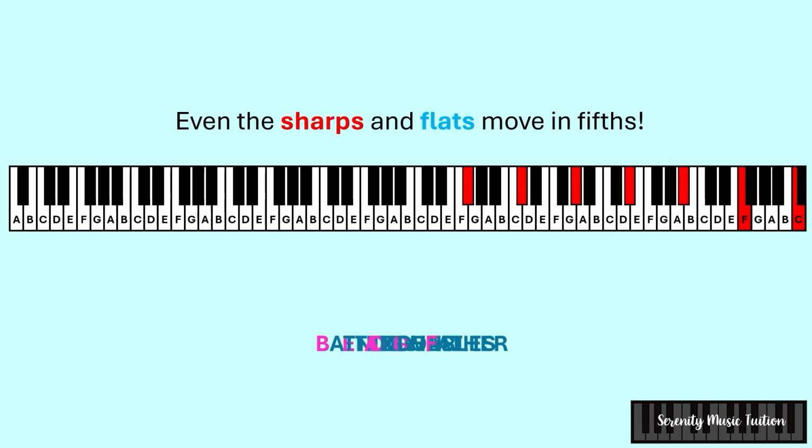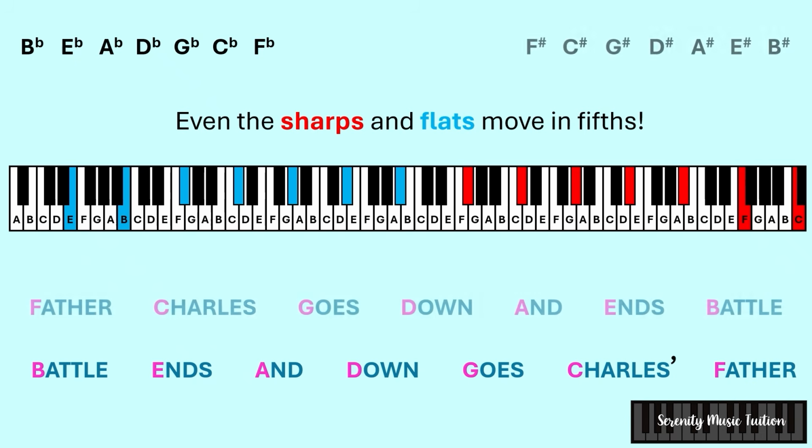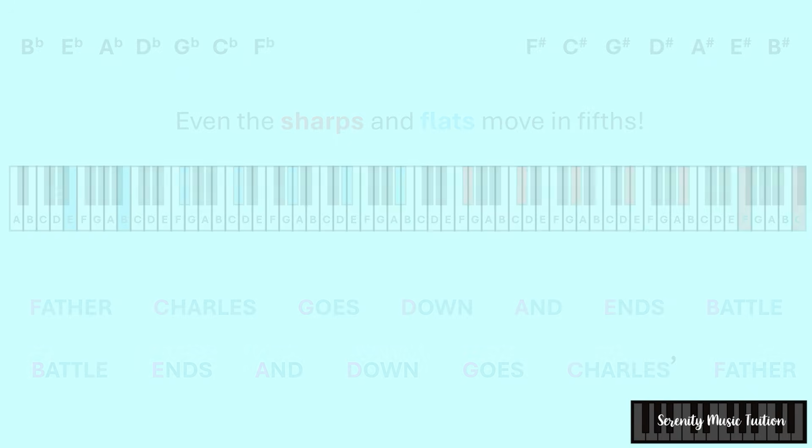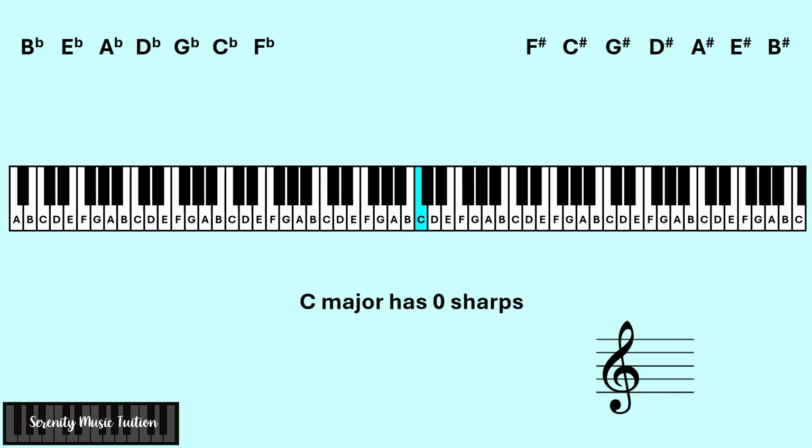The order of flats is just the order of sharps backwards. And here you can see the order of sharps and flats together. So let's look first at the keys with sharps. This piano diagram has one extra octave than a normal piano would, but it's easier to see the patterns of keys using this extended piano.